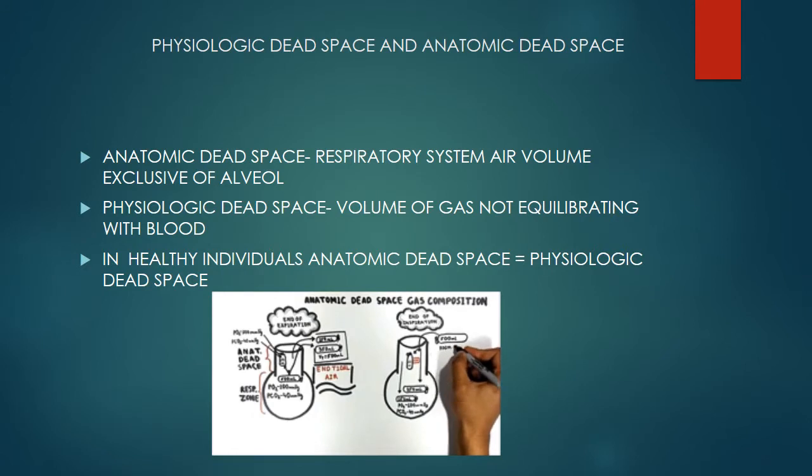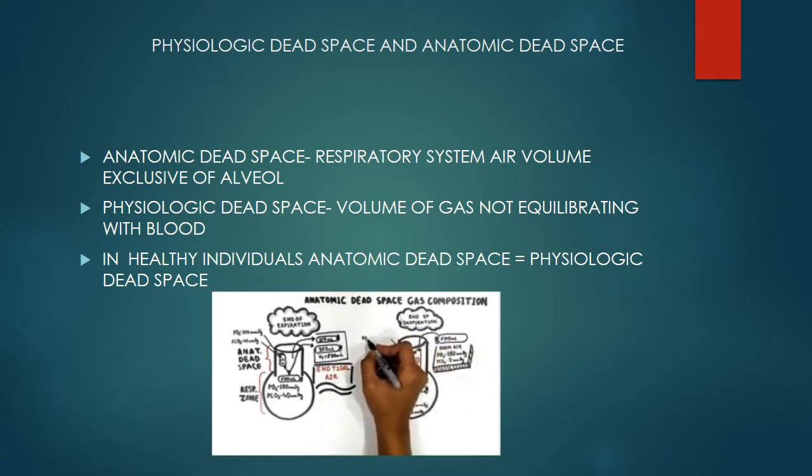The partial pressure of oxygen in room air is 160 millimeters of mercury, and PCO2 is considered to be 0 millimeters of mercury. So, at the end of inspiration, anatomic dead space has the humidified room air, therefore the partial pressure of oxygen slightly drops to 150 millimeters of mercury, but PCO2 is as in the room air, 0 millimeters of mercury.